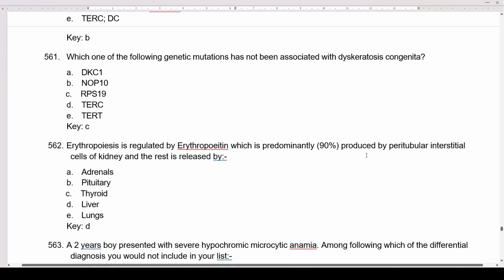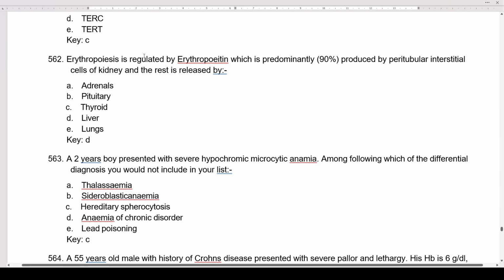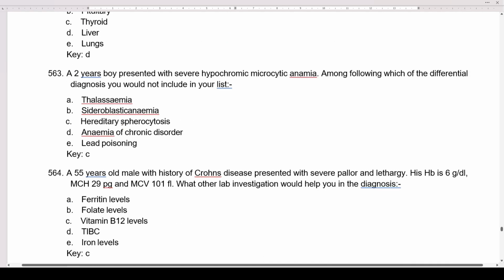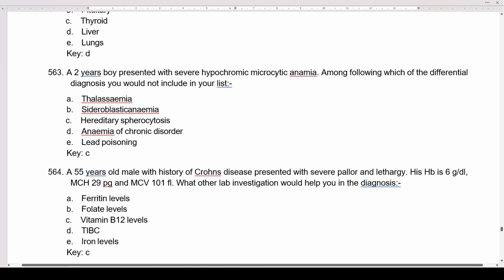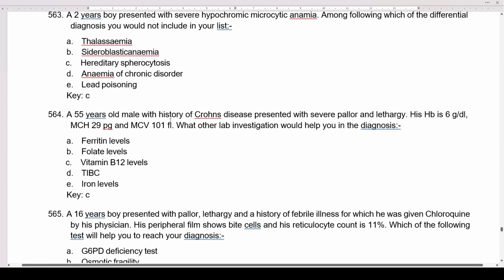Next question. Erythropoiesis is regulated by erythropoietin, which is predominantly, 90%, produced by peritubular interstitial cells of the kidneys. The rest 10% is produced by the liver. A 2 years old boy presented with severe hypochromic microcytic anemia. Among the following, which differential diagnosis should not be included in your list? In microcytic hypochromic anemia, the differentials are iron deficiency anemia, anemia of chronic disease, thalassemia, sideroblastic anemia, and lead poisoning. Hereditary spherocytosis is not associated with this. It usually has normocytic normochromic anemia.